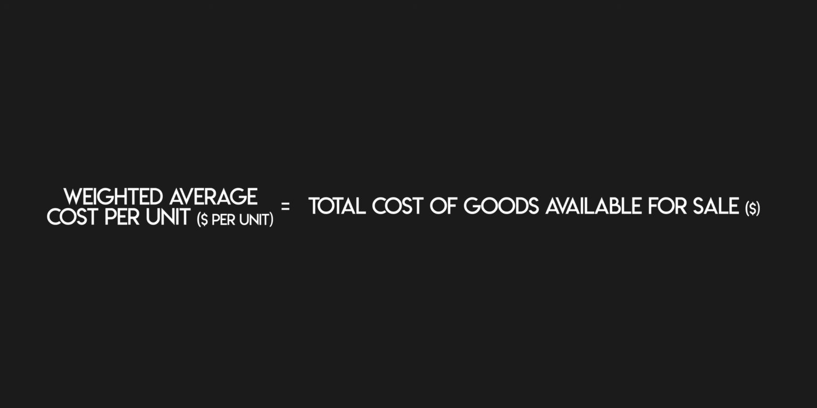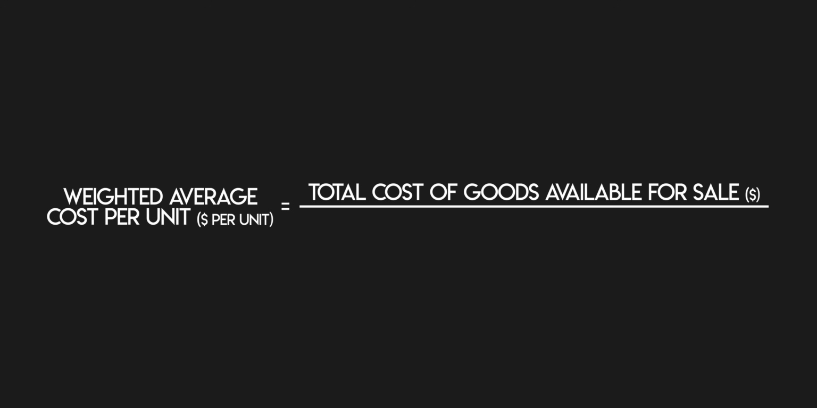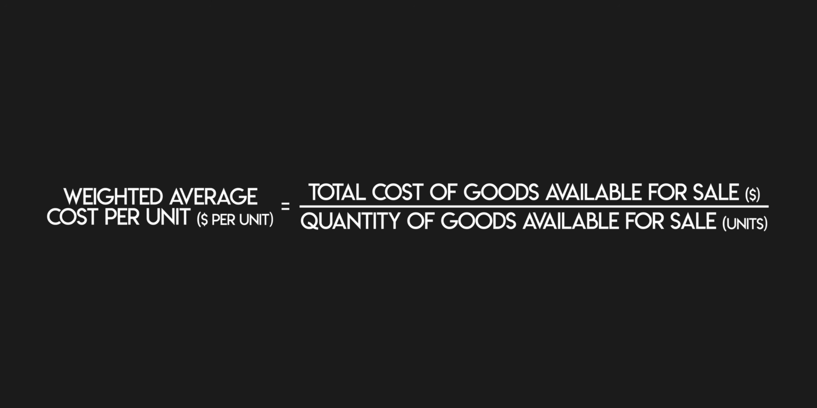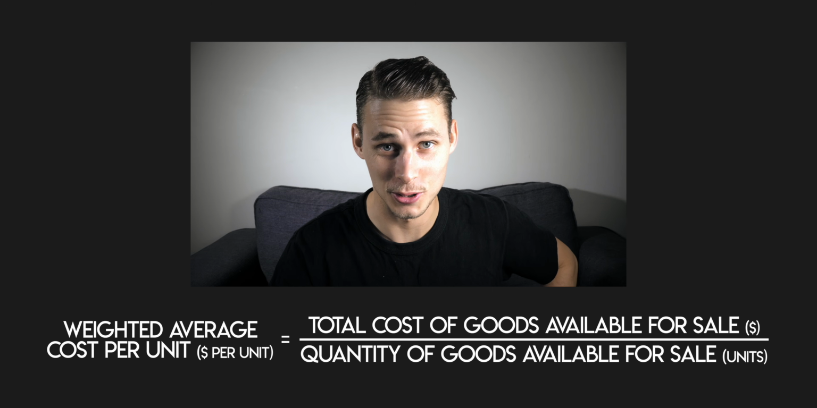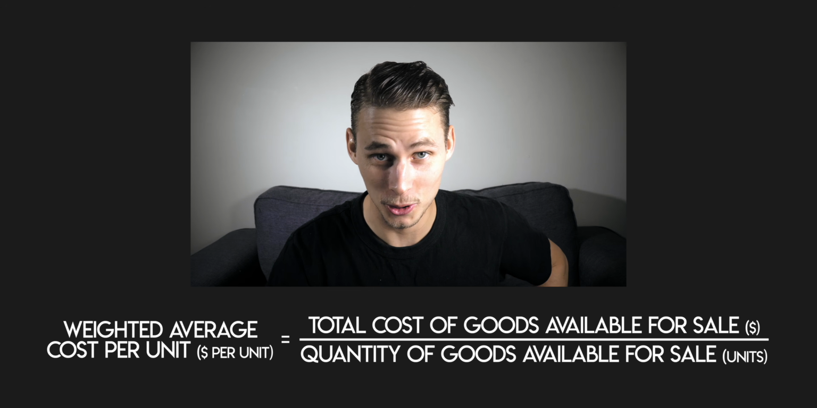You can work out your weighted average cost per unit by taking your total cost of goods available for sale and dividing it by your quantity of goods available for sale. Don't worry, we'll come back to this equation soon, but first, I'd like to give it some context.